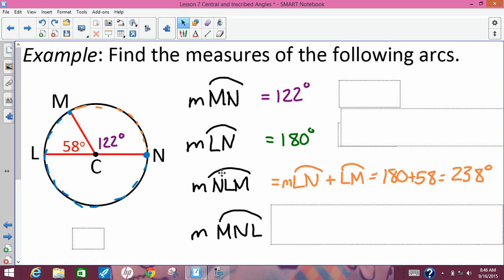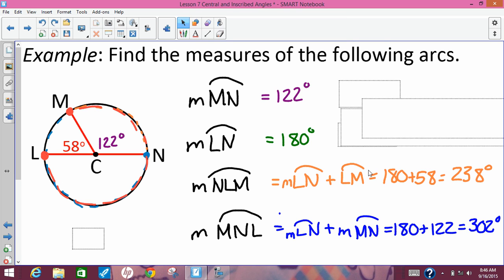And we can do the same thing for MNL. We're starting at M, going towards N, and ending at L. So that's the combination of this 122 degree arc and this semicircle. So 122 plus 180 is going to give us 302 degrees. If we added these two minor arcs and this semicircle, it should add up to the whole circle, which would be 360.